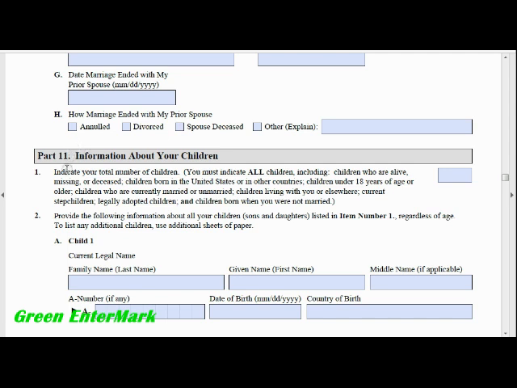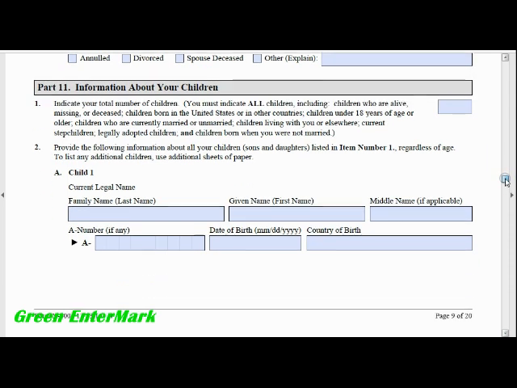Now it's part 11, information about your children. You have to mention your children's information in this part. Indicate your total number of children. You must indicate all children, including children who are alive, missing, or deceased, children born in the US or in another country, children under 18 years of age or older, children who are currently married or unmarried, children living with you or elsewhere, current stepchildren, legally adopted children, children born when you were not married.